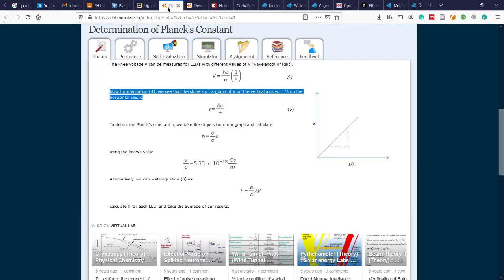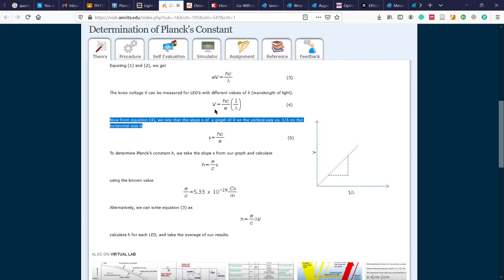So let's go back to the slope. Yes, we have this delta V from this part, and we have delta 1 by lambda from this part. So we will divide this delta V with the delta 1 by lambda to get the value of s. And now this s equals hc by lambda, and from here we can easily find out the value of h. So this is the first part of the experiment. Let's go to the second part of the experiment.